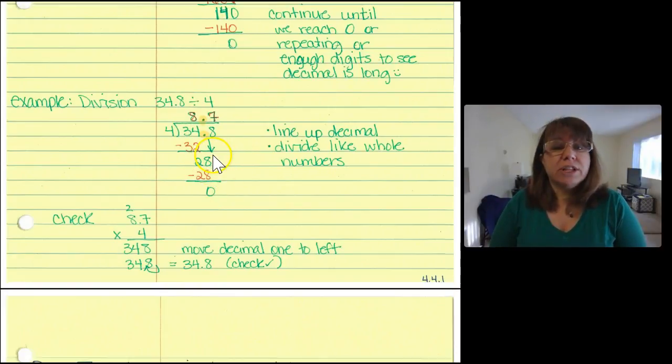We can check our solution. 8.7 multiplied by 4. 4 times 7 is 28. Write down the 8, carry the 2. 4 times 8 is 32. Plus 2 is 34, write down 34, and then we just need to handle our decimal, one space over to the left. Therefore, our answer is 34.8. That was our original dividend. Therefore, check. We did a good job.